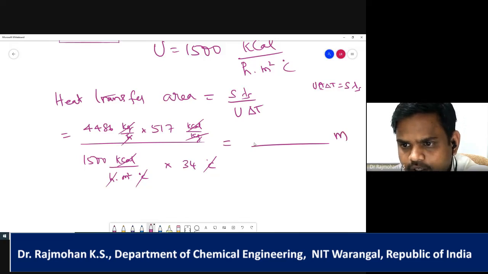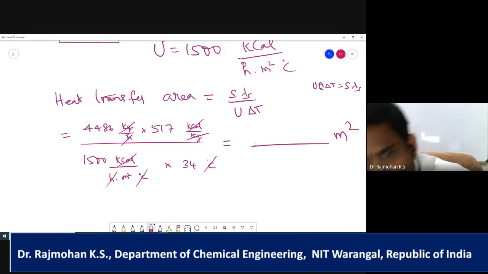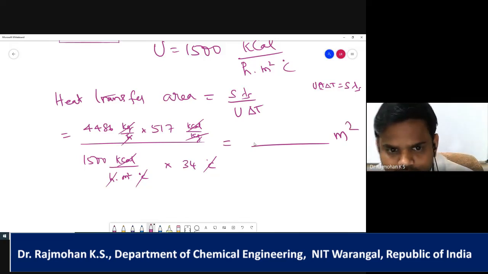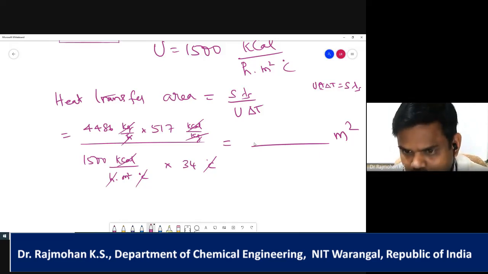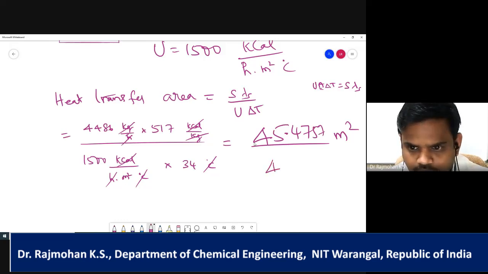So what you will get is answer in meter square. Okay, this is your calculator. 4486 into 517 divided by 1500 divided by 34 equal to 45.4757 like that it is coming. So we can say that around it is 45.5 meter square.